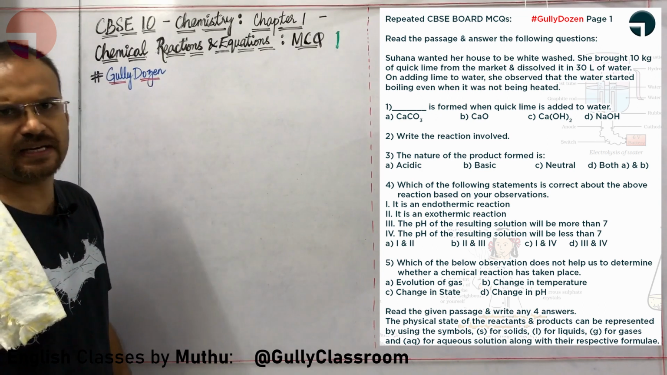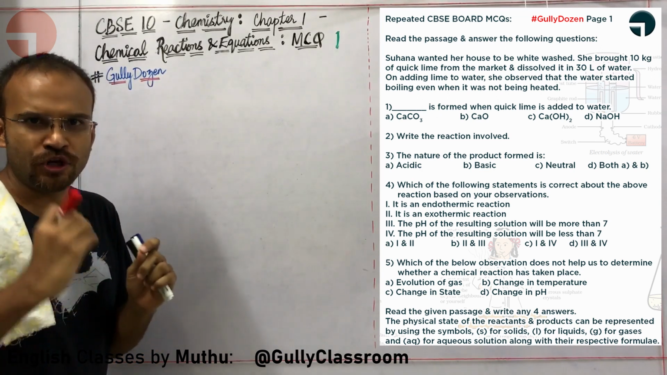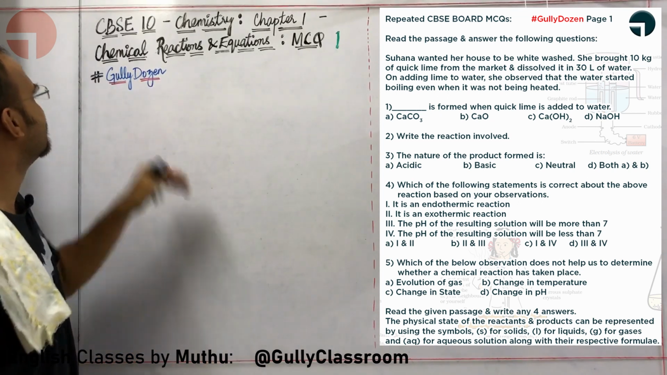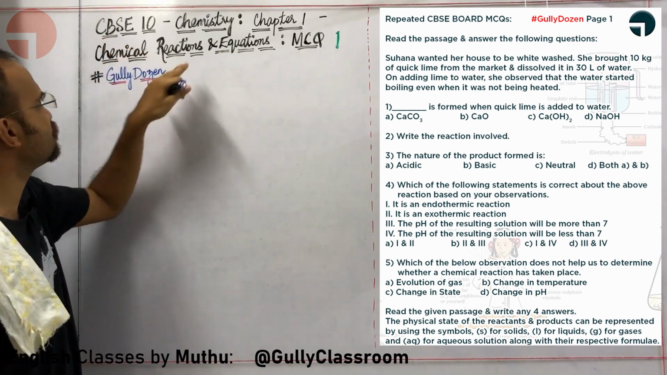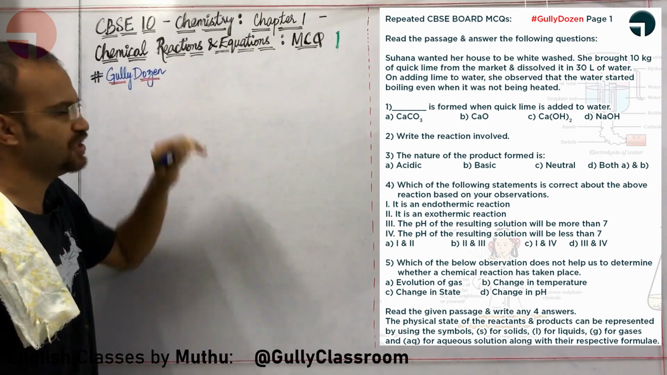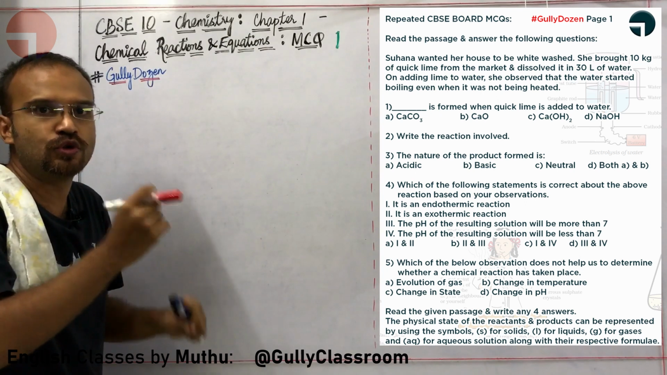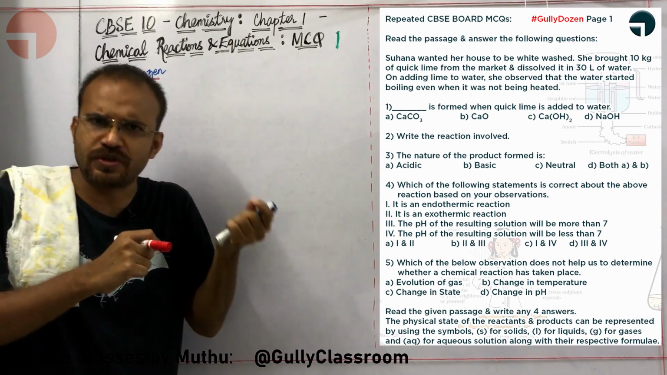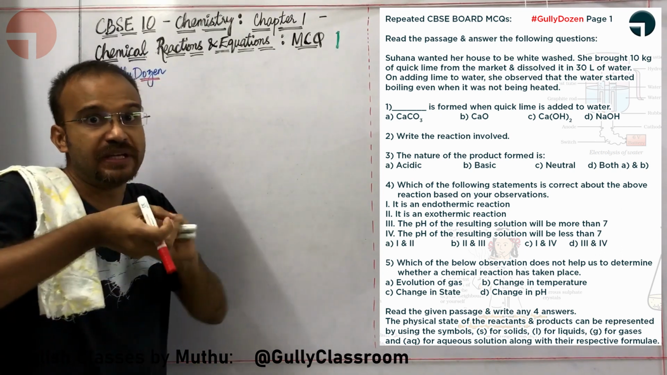Sir, what is Gully Dozen? Gully Dozen is a lecture where I am going to teach you 12 important MCQs in the chapter Chemical Reactions and Equations, CBSE 10th Standard Chemistry, Science Book Chapter 1. In this particular chapter, we are going to go through 12 MCQs. We will learn these multiple choice questions in such a way that the entire unit will be revised.